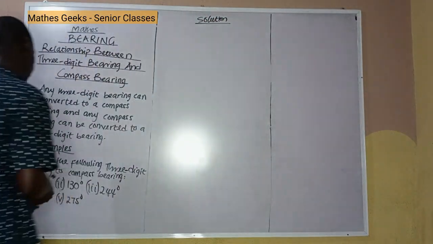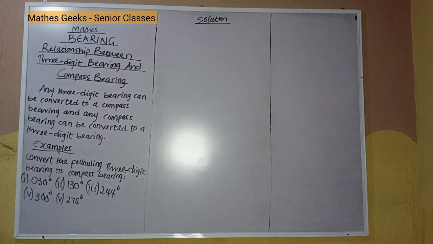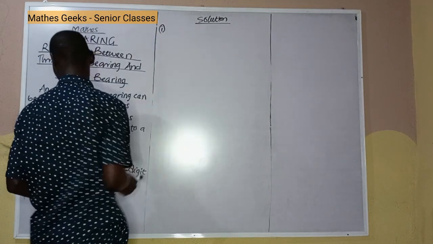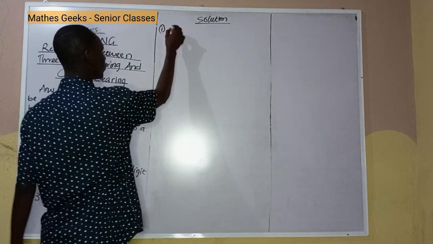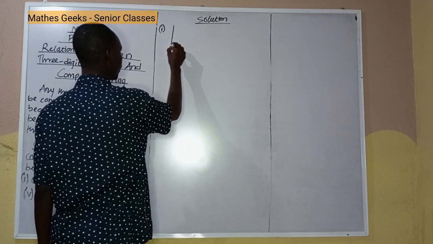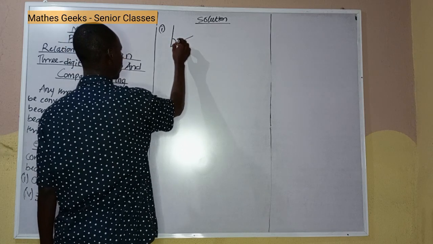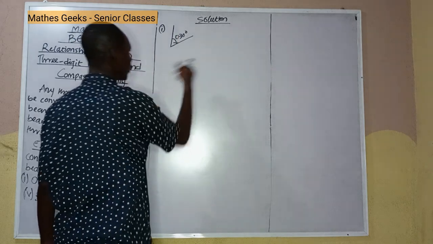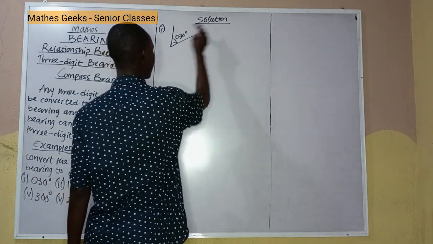Okay, so it says convert the following 3-digit bearings to compass bearings. All the bearings here are in 3 digits. So number one: in 3-digit bearing, 030 degrees would be in this form. This is 90 degrees, and this is north. From the north to the line is 030 degrees. Then this should equal this 3-digit bearing.